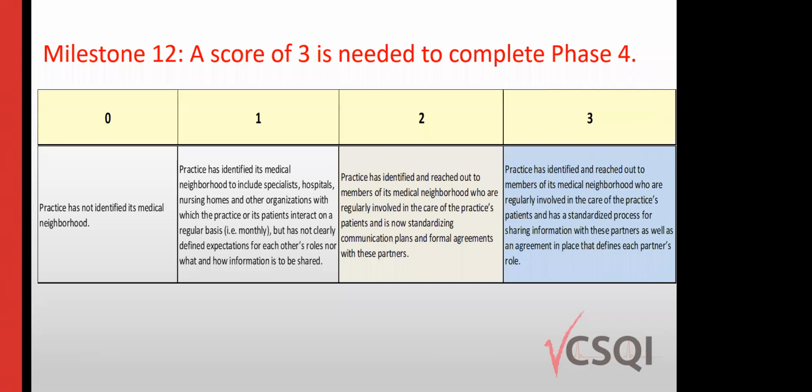So if you're a primary care practice, for example, and you've identified cardiologists that you're going to work with, neurologists, ophthalmologists, GIs, and all of those different providers across the specialties, that's what would satisfy a score of a 3 for milestone 12. And again, a score of a 3 is what a practice would need to complete phase 4.